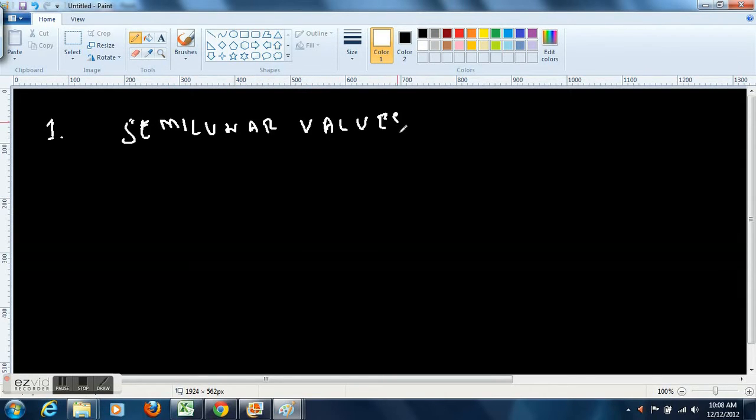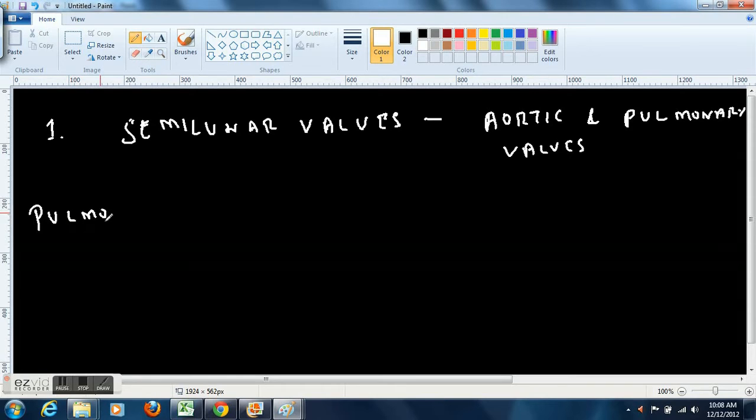The aortic and pulmonary valves are also called semi-lunar valves. So aortic valve and pulmonary valve have another name called semi-lunar valve. But if you want to specify, then you have to mention whether it is an aortic valve or a pulmonary valve. So aortic and pulmonary valves together can be called semi-lunar valves.